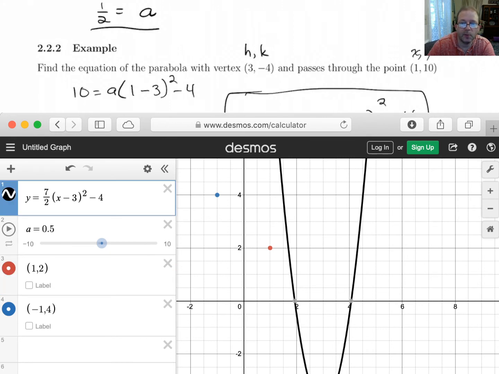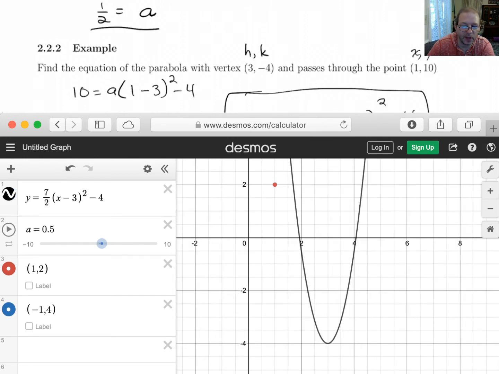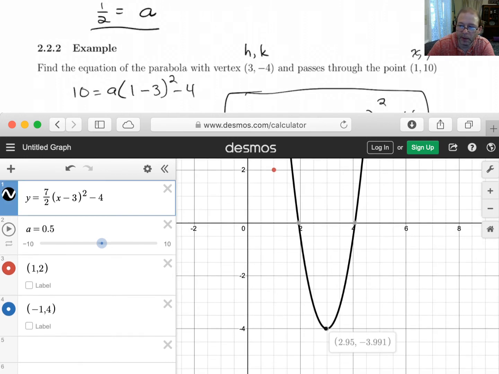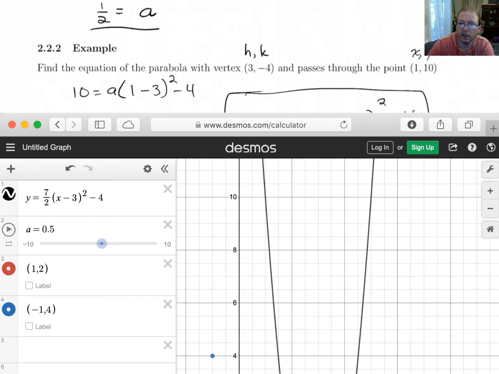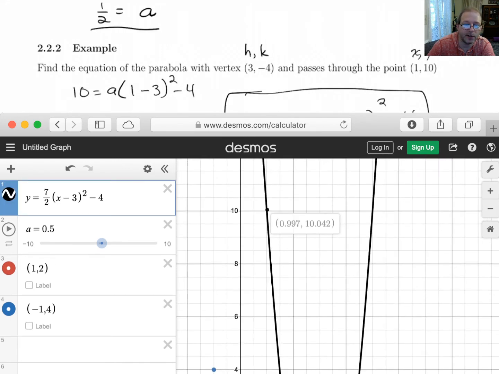And it's supposed to go through the point (1, 10). Oh, wait, you can't see that, but it is 3, negative 4. And it's supposed to go through the point (1, 10), which sure enough it does right there. And it was there for a second. Anyway, that's the right answer.